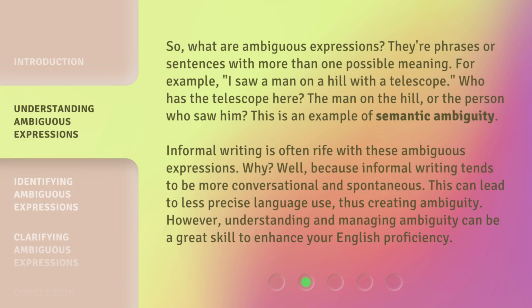So, what are ambiguous expressions? They're phrases or sentences with more than one possible meaning. For example, I saw a man on a hill with a telescope. Who has the telescope here? The man on the hill, or the person who saw him? This is an example of semantic ambiguity.